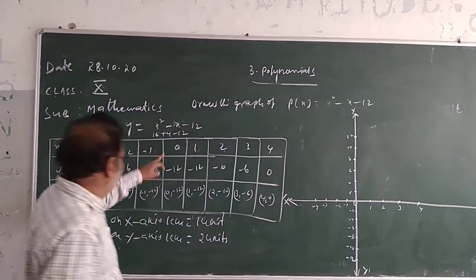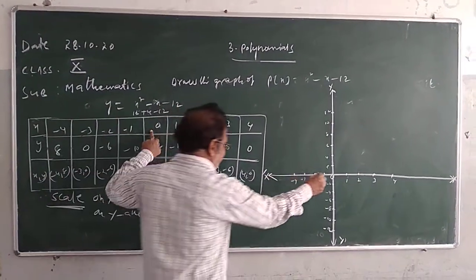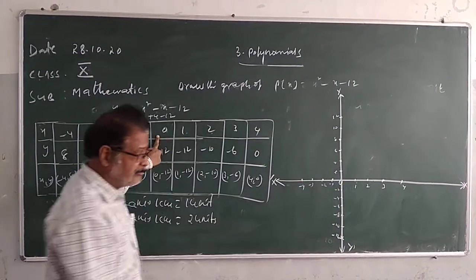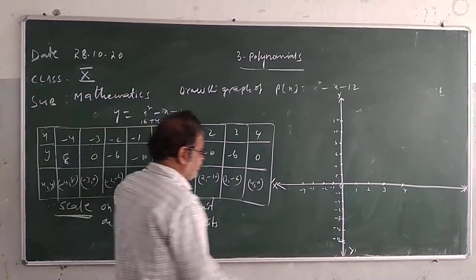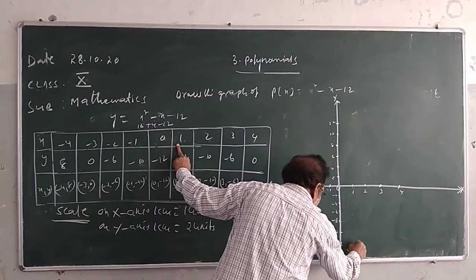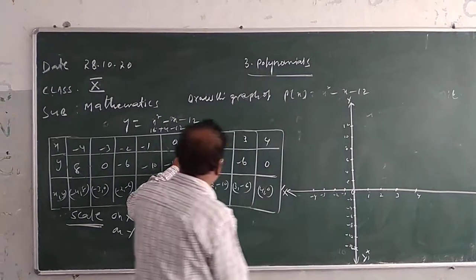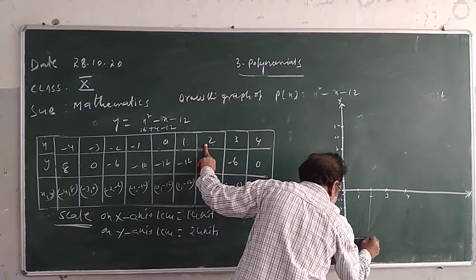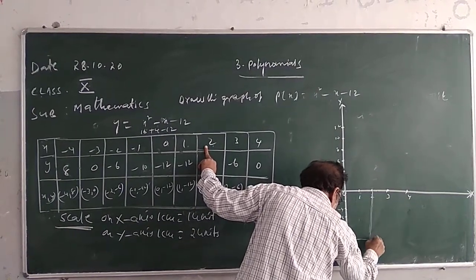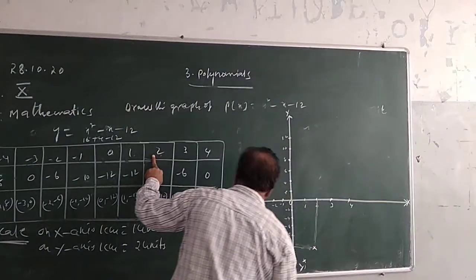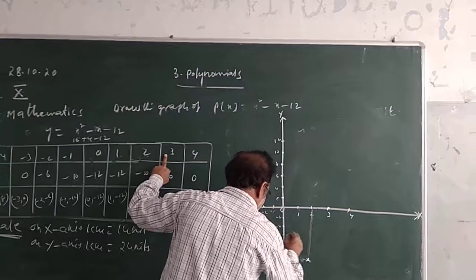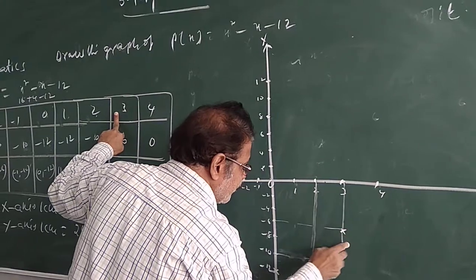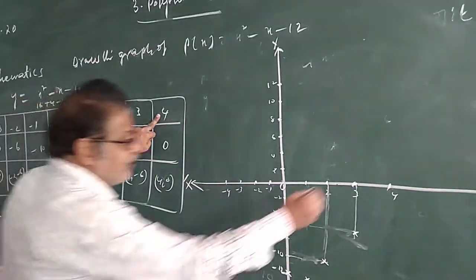Now, plot all this. When x is equal to 0, y is minus 12. So x 0, y minus 12. X 1, y minus 12. X 2, y minus 10. X 2 corresponding to y minus 10. X 3, y minus 6. X 3 corresponds to minus 6. X 4, y 0.